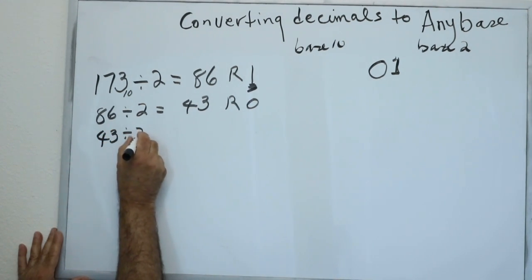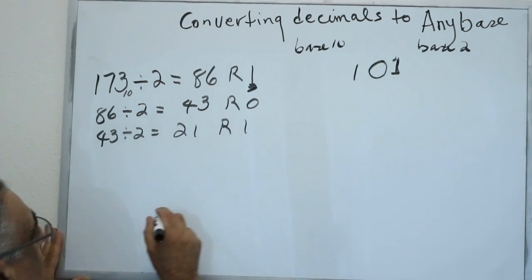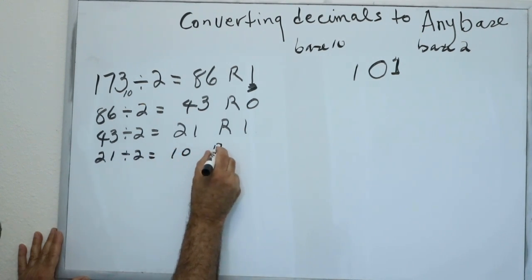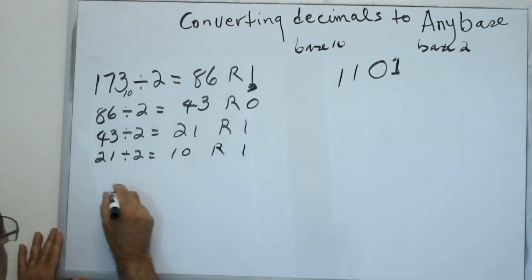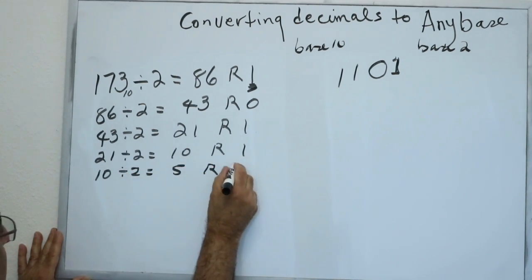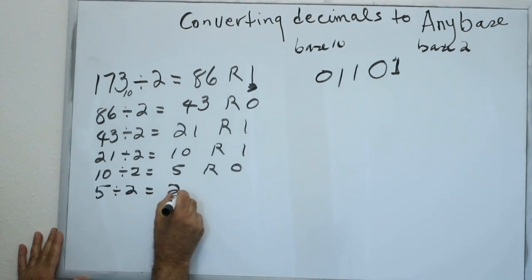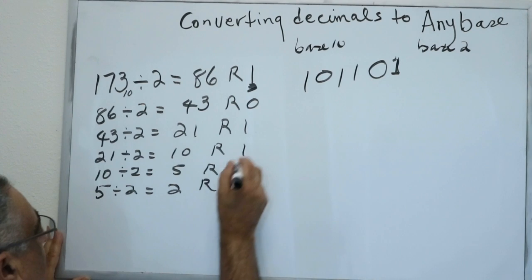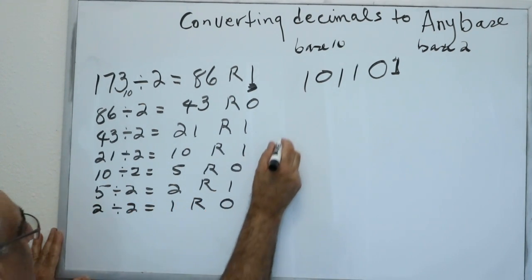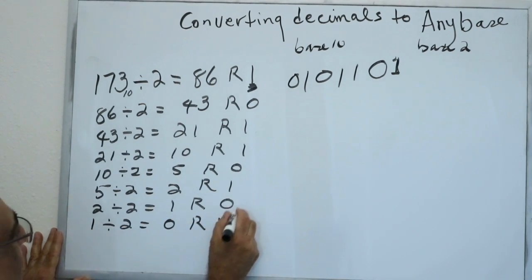43 divided by 2 is actually 21, remainder 1. So my 1 goes right there. Then you take 21 divided by 2, which is 10, remainder 1. Then 10 divided by 2 is 5, remainder 0. Then 5 divided by 2 is 2, remainder 1. Then 2 divided by 2 is 1, remainder 0. And then 1 divided by 2 is 0, remainder 1.